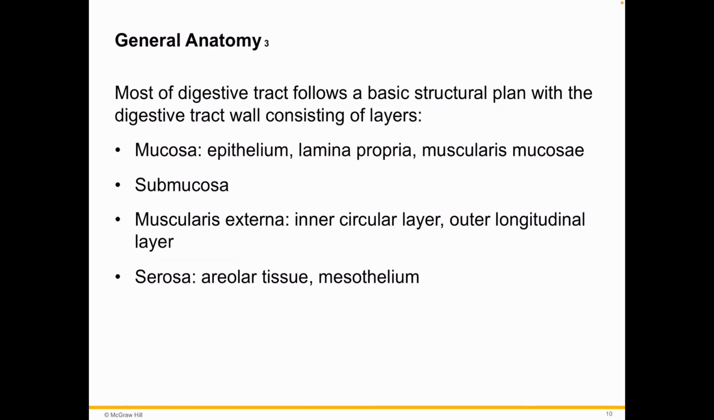Okay. Most of the digestive tract follows a basic structural plan, and it consists of layers, which we'll show you in a graphic in a bit. The mucosa, secreting mucus, as you could imagine, consists of epithelium as well as lamina propria, right? So that's an initial layer where everything kind of sticks to, as well as a muscle layer, which is going to help move things down and around and through.